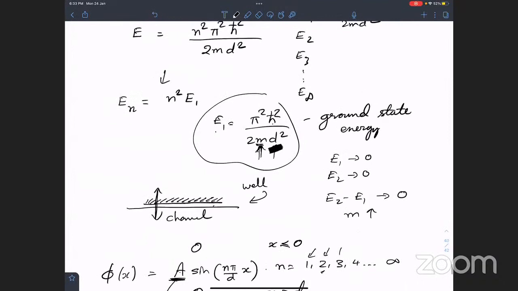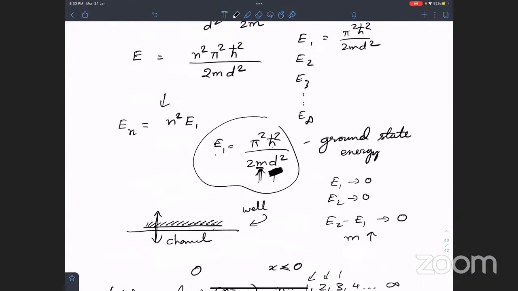Actually, see, the energy will always be quantized, no matter what values of m and d you take, right? It is just that the quantization will start to appear more and more continuous, because E1 minus E2 will become less and less. It will not exactly go to zero. It will tend to zero. Understood? Yes, sir. That was your question, right? Yes, sir. Okay. Any other question?